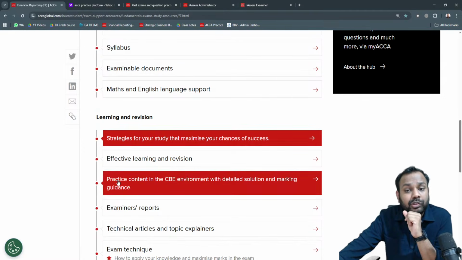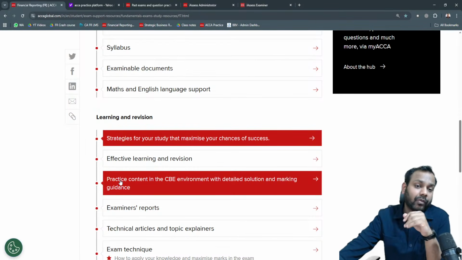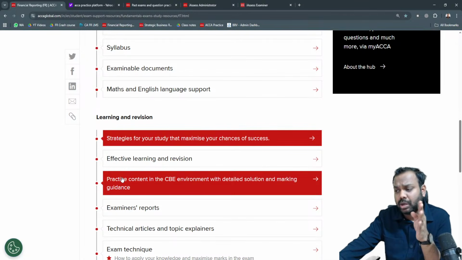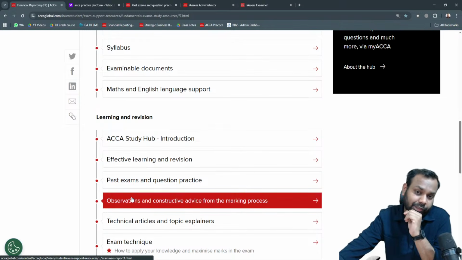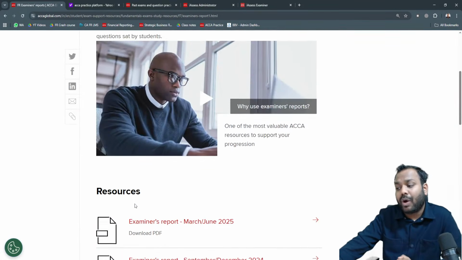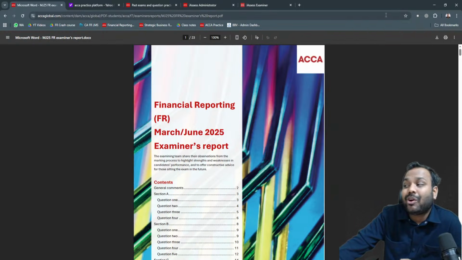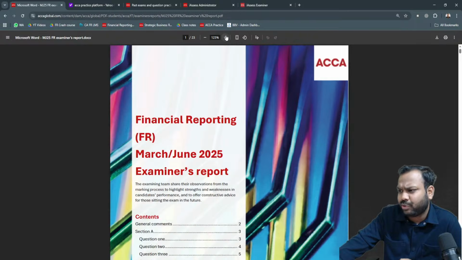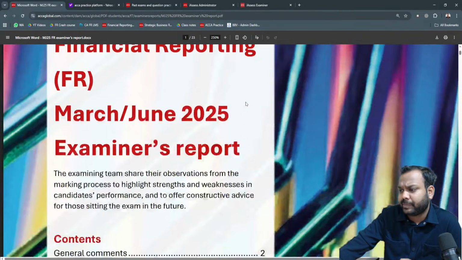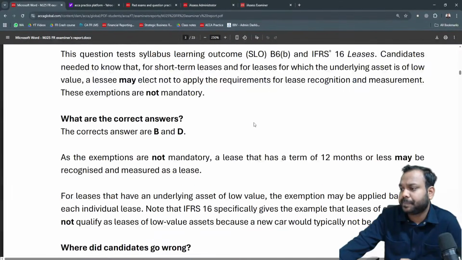Past exams and questions practice. So it will have past papers, practice papers, specimen papers. Again, for the enrolled students, everything is in your book, but I am telling it for all the students in general. Examiner reports. These examiner reports generally highlight the mistakes made by students in past exams, which you should not repeat in your exam. I'll show a sample to you guys. See.